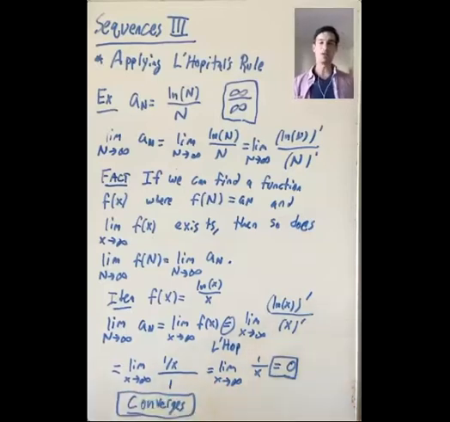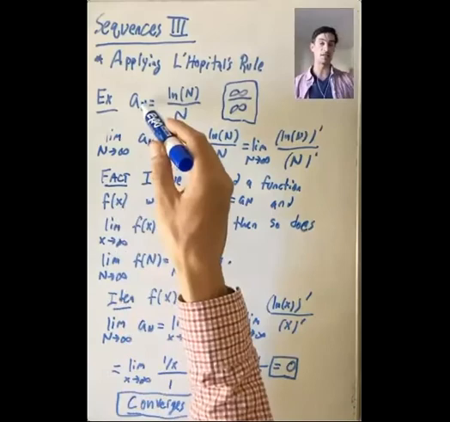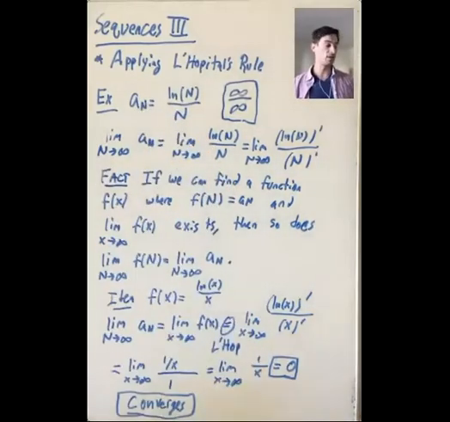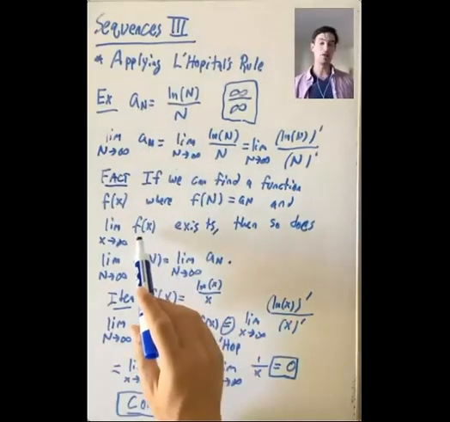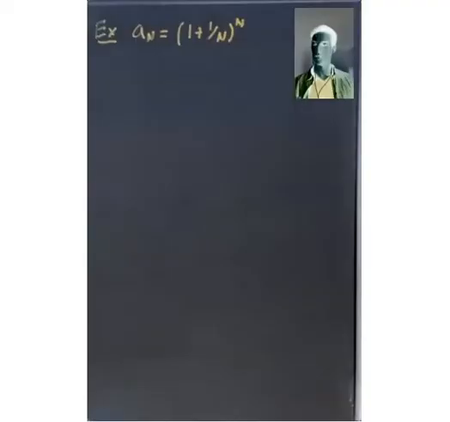So you might be nervous about applying L'Hopital at first because sequences are defined for the positive integers. But it's okay. If you can find a function of a real number that agrees with your sequence for positive integer values n, then you can just find the limit of that function instead, so we can apply L'Hopital. So I'll pause, and I'll do one more L'Hopital example.